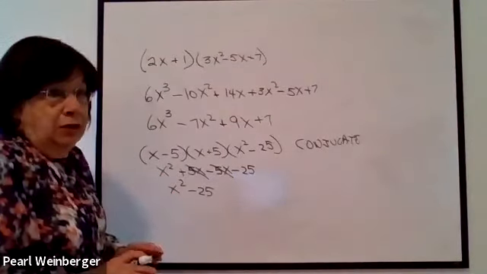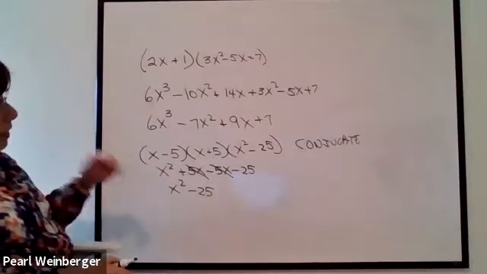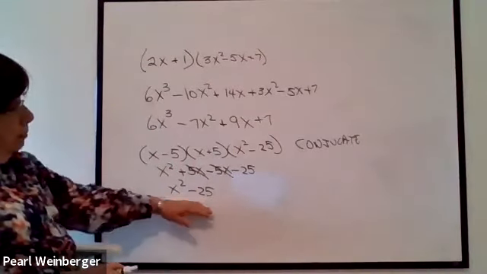So if I would have noticed that right away in the beginning, I would have seen x times x is x squared. Oh, it's conjugates. I don't have to do inner and outer. I just have to do last. -5 times +5 is -25. And I would have right away gotten my answer, x squared minus 25. So that was an interesting thing to know.